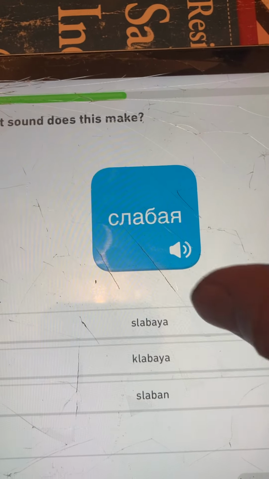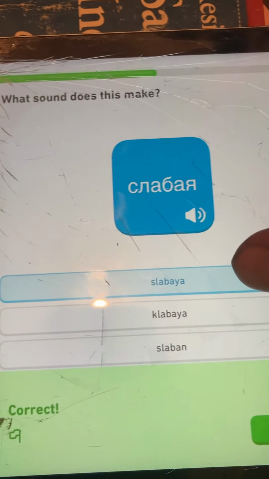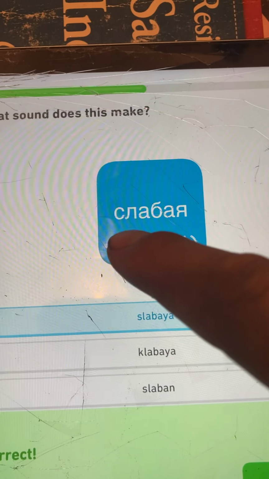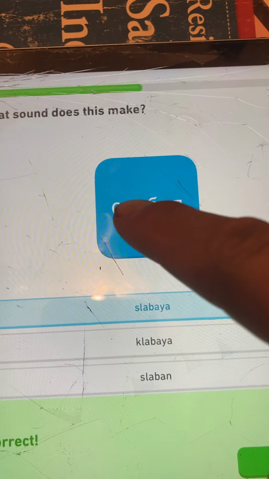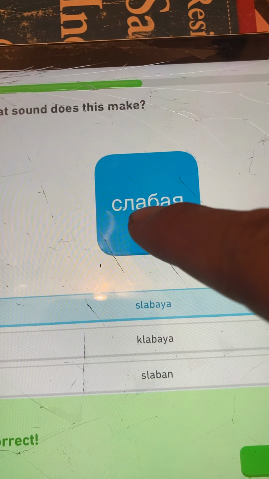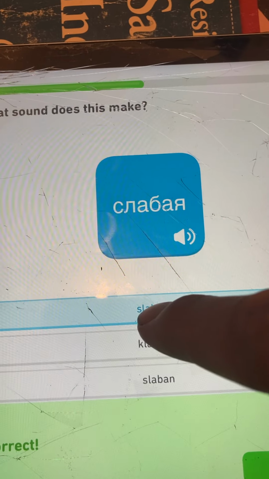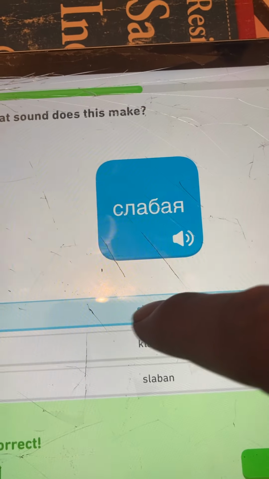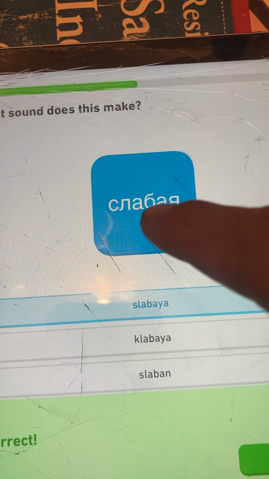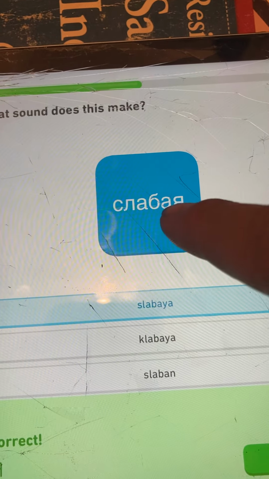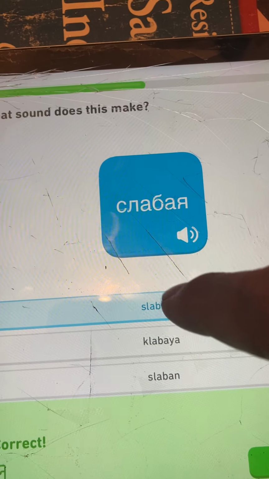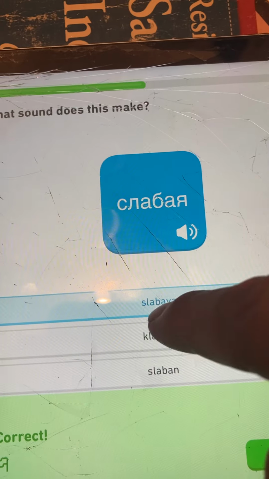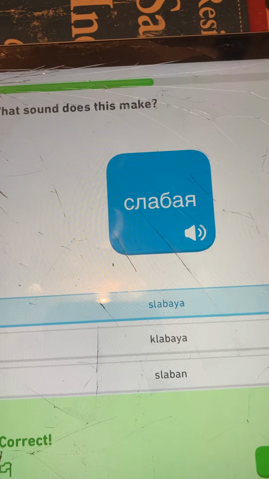That one was easy. Because the C is an S in English. I always call this the cursive R. It's really not though, but it's super similar to it. But it's an L in English. A is the same. The 6 is a B. A is an A, and the backwards R is ya. Slabya.